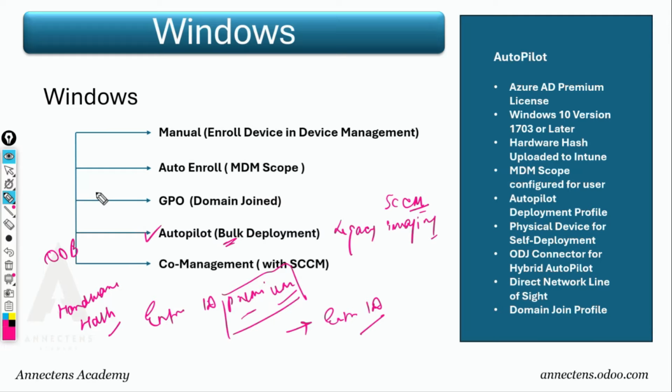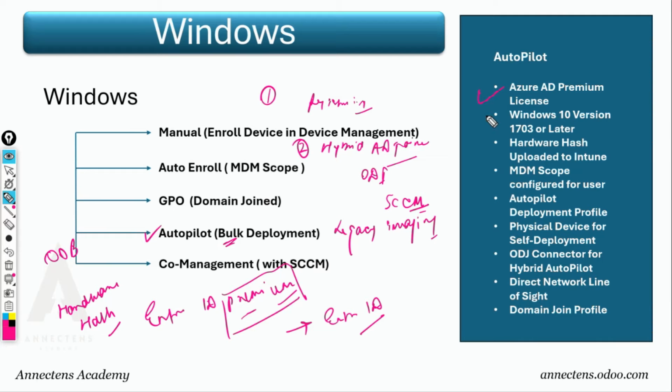And for hybrid Azure AD joined Autopilot, there are two sets. One, you are just registering the device. Okay, you're just registering the device, that is the first method. And second is called hybrid AD join. Okay, so in that case, in hybrid AD join, we require an ODJ connector. Okay, let's talk here.